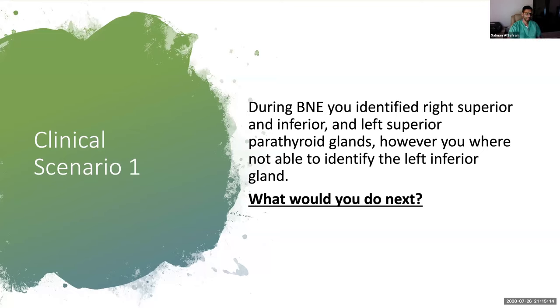So I would explore for an ectopic position of the left inferior gland. I will look if it is embedded in the thyroid itself. Also, I will explore the thymus to check for an ectopic position. And that's it. Okay. So, correct.